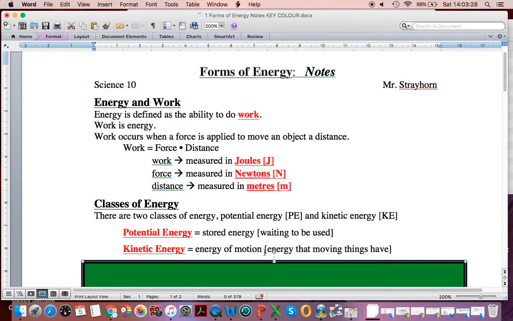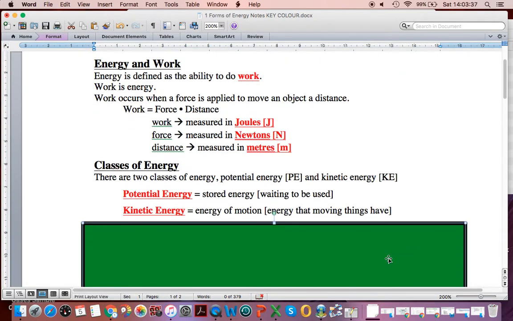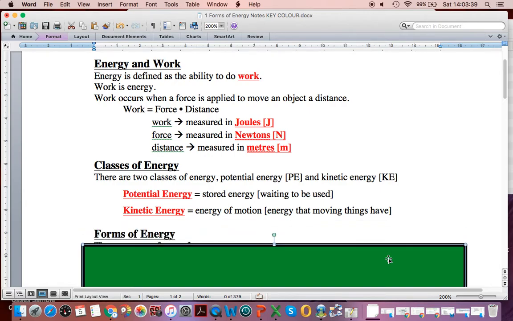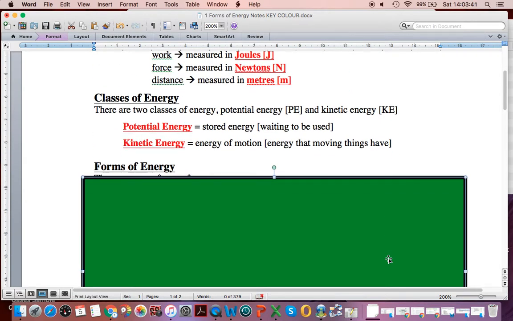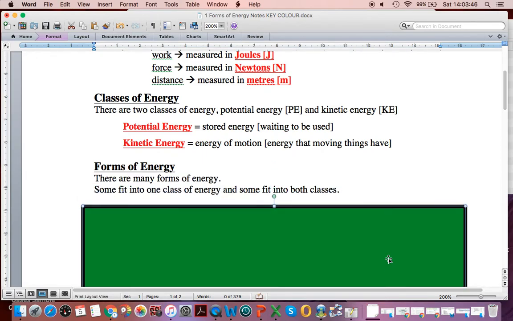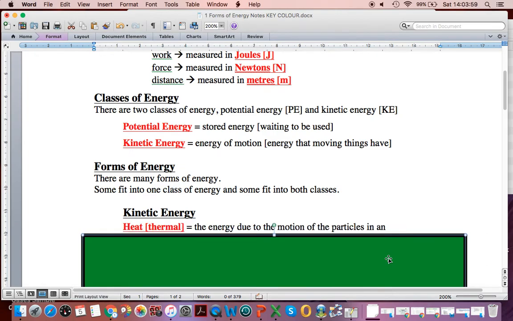Kinetic energy really is the energy of motion. So moving things are going to have kinetic energy. And forms of energy and classes of energy are changing all the time. Now, depending on what books you look at, there are all kinds of different forms of energy. And the way we're going to go through it, some will fit into both the category of kinetic and potential energy. But you do have to make sure you know the difference between classes of energy and forms.